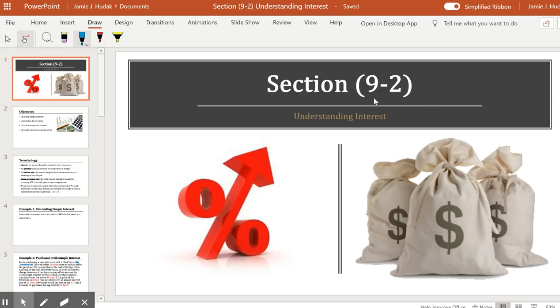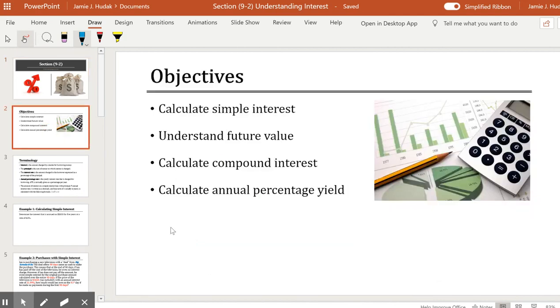So welcome to section 9.2, Understanding Interest. The objectives in this lesson are to calculate simple interest, understand future value, calculate compound interest, and to calculate annual interest percentage yield.